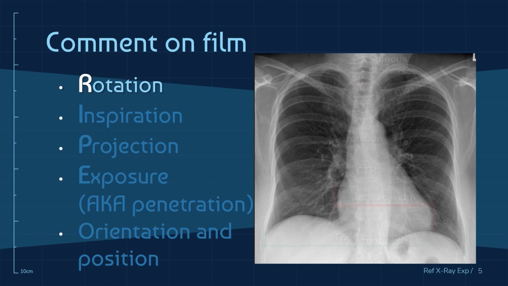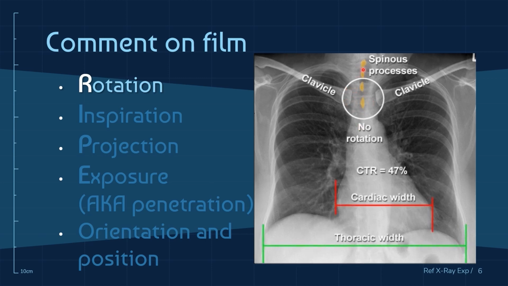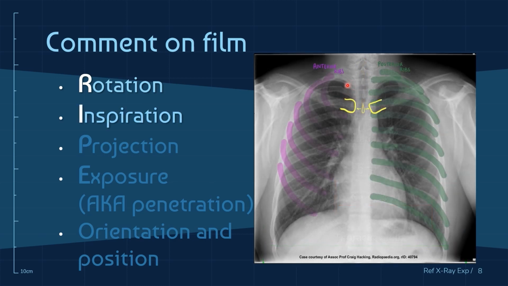In this case, you can see that the medial heads of the clavicles and the spinous processes are equidistant, so we can say that there is no rotation. Moving on, we need to comment about the inspiration, and we can do this by counting the number of ribs visible. You can either count the ribs anteriorly, which appear to be floating in the X-ray, or you can count the posterior ribs, which are the ones attached to the vertebral bodies. Ideally, there need to be 5 to 6 visible anterior ribs. Likewise, for the posterior ribs, ideally 8 to 10 ribs should be visible.